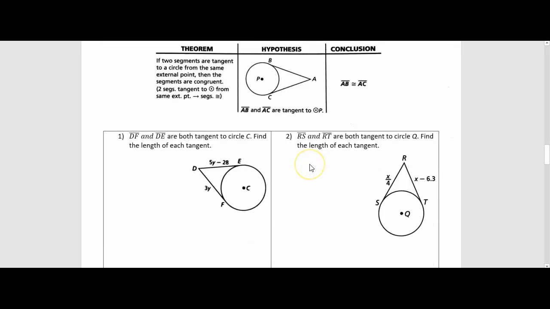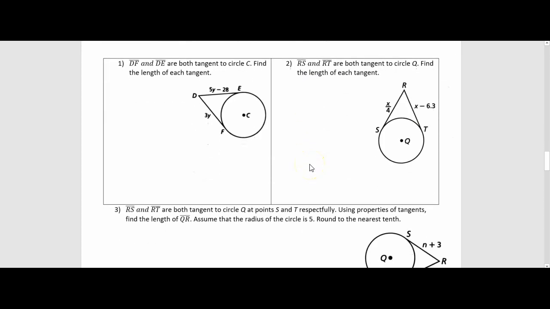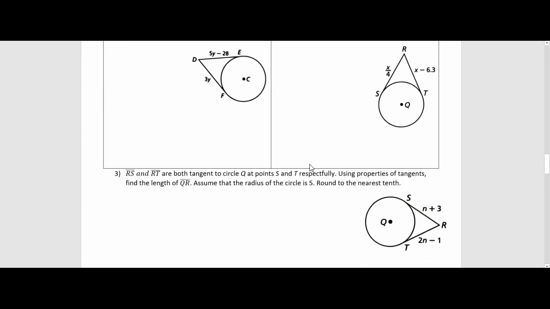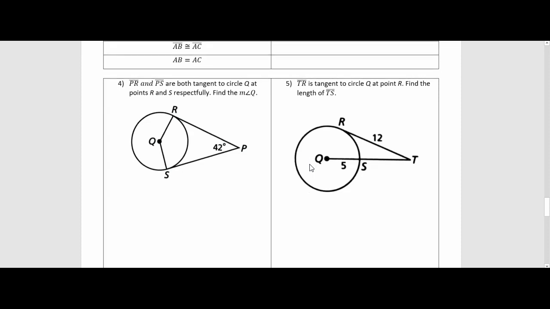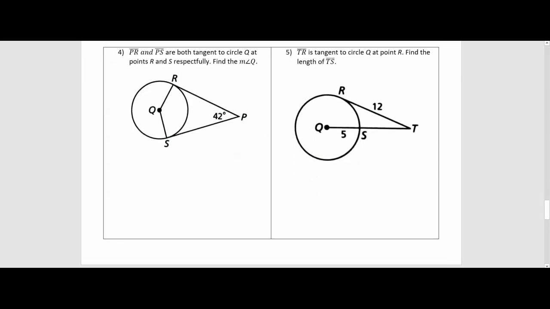All right, let's at least apply these to one problem. Let's see, which one do we want to do? Let's actually do one of the more challenging ones. Let's do number 4. It says segments PR and PS are both tangent to circle Q at points R and S respectively, and we need to find the measurement of angle Q. Well, it may not seem like we're given a lot, right? We're given an angle and we're told that PR and PS, those segments, are congruent.